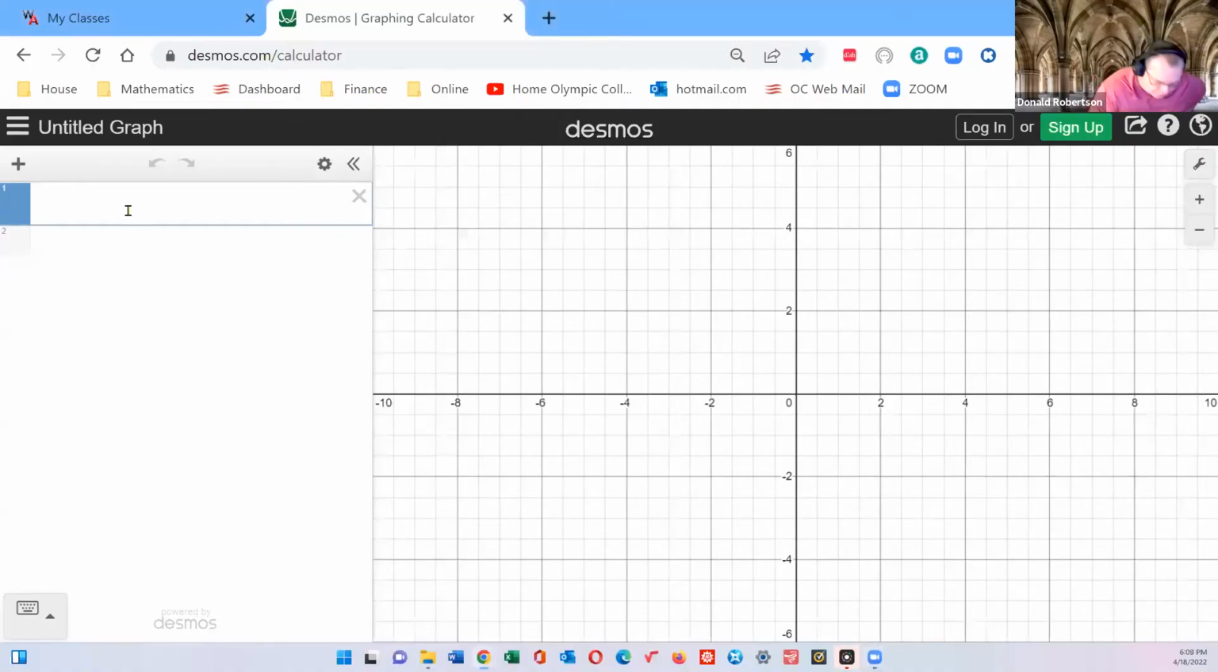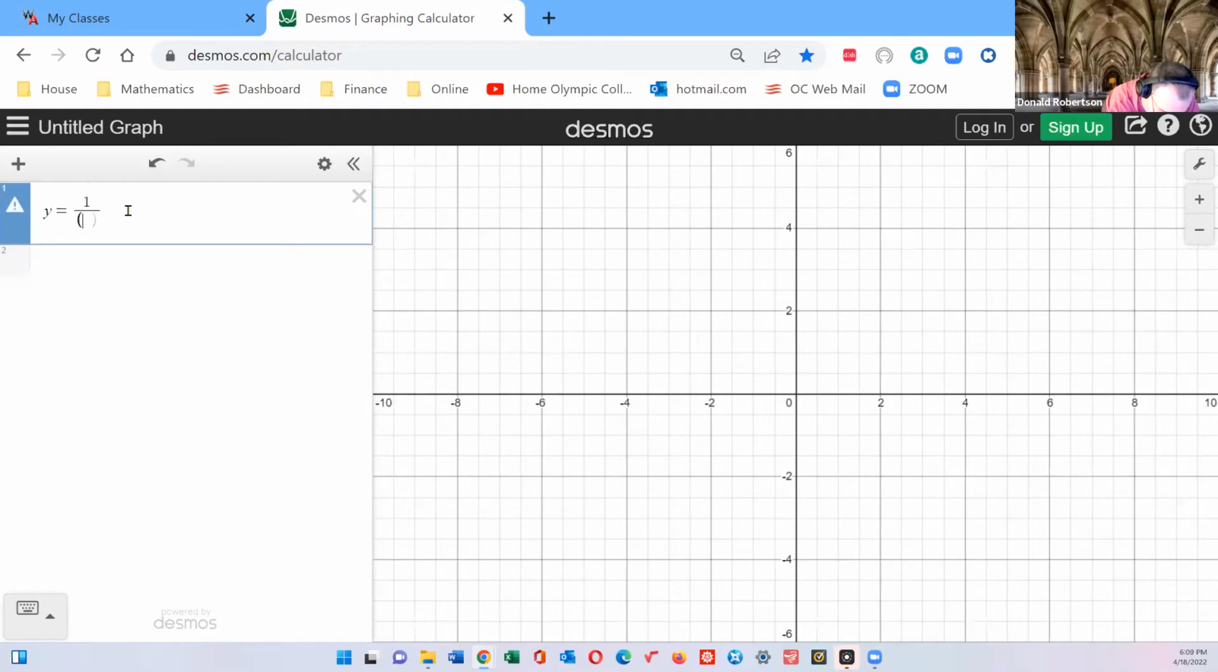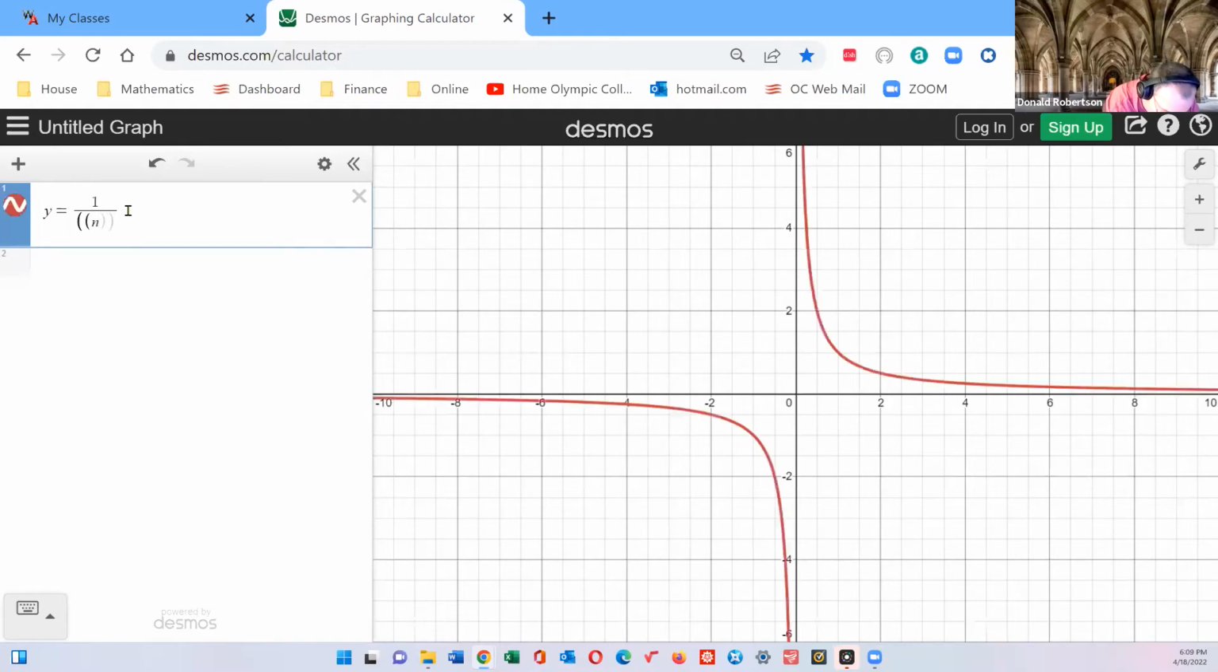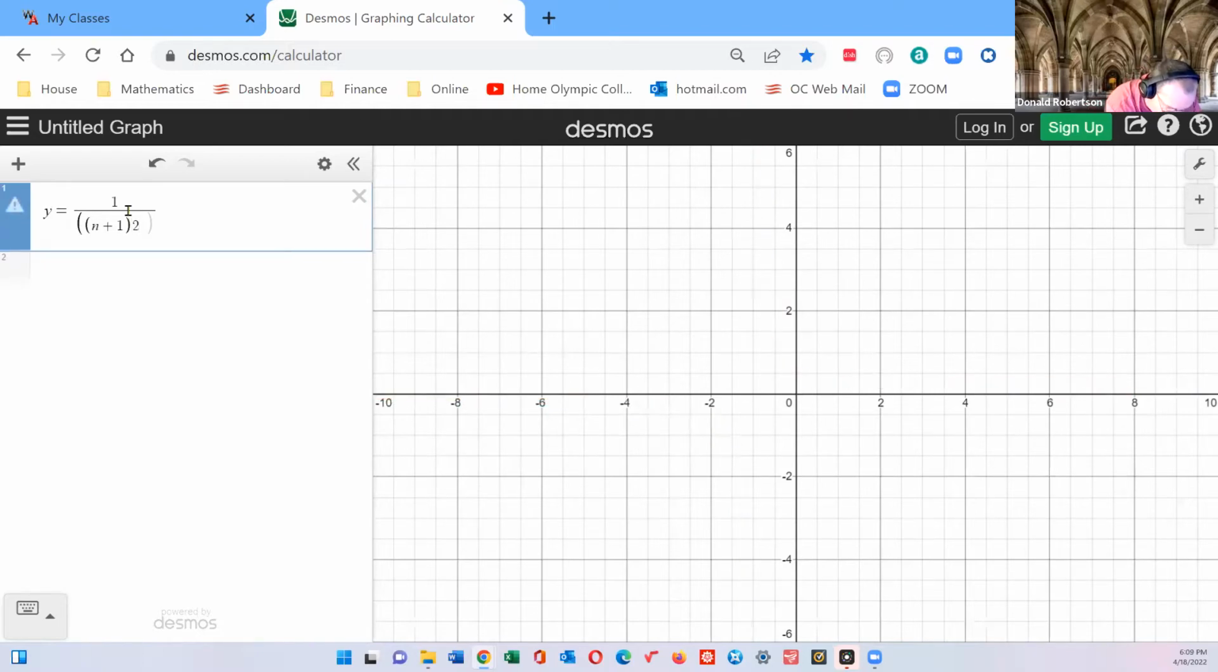The first function we are going to put in, I'm going to call it y equals 1 divided by, put a bracket around it, another bracket, n plus 1, times 2 to the power of x. And I believe I need just one bracket there. So that's essentially, oops, I mixed up my letters there. That's essentially my guy. Can you see him?